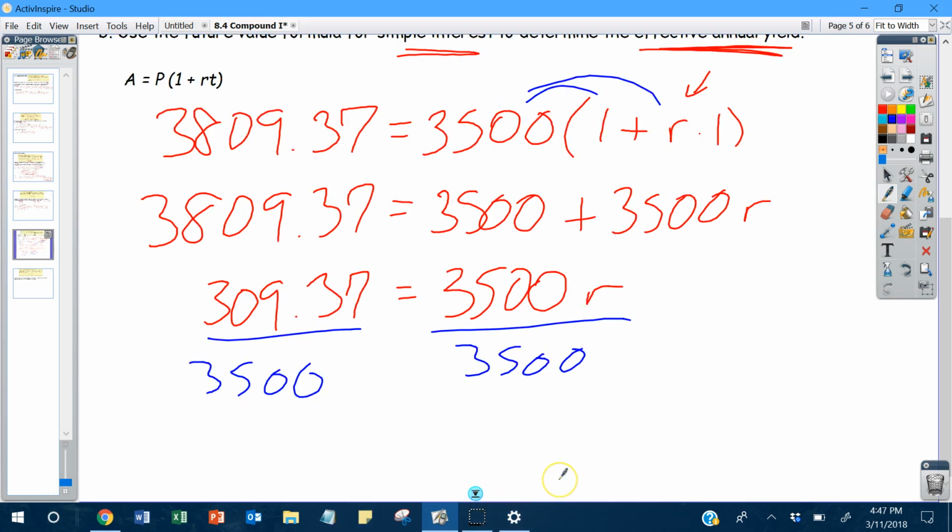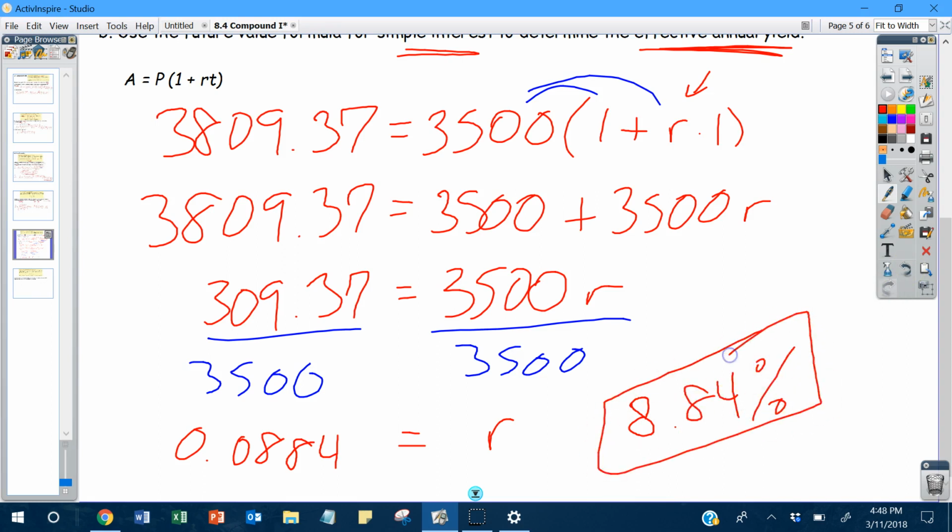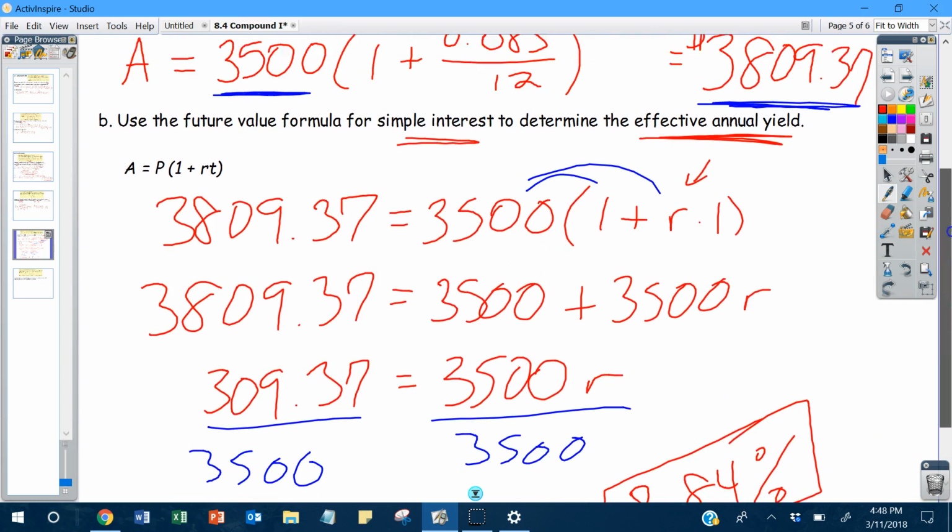And I need some more space. Then I end up with R is equal to 0.0884, and I'll just kind of stop it there. So my effective annual yield in this case is going to be 8.84%.